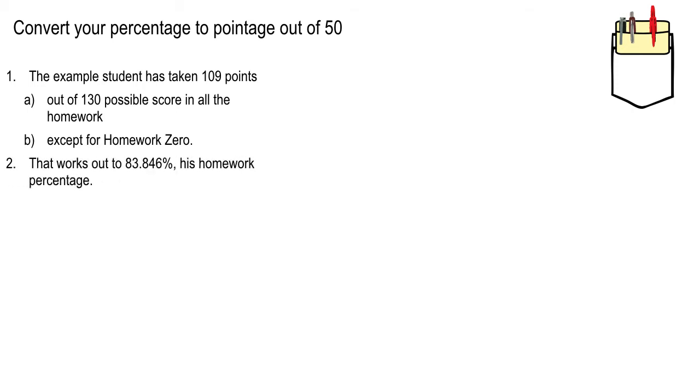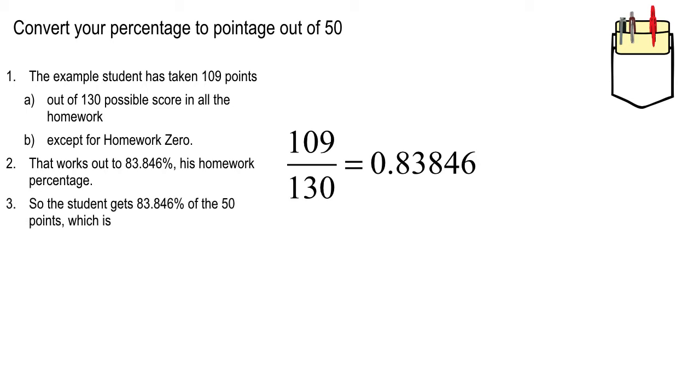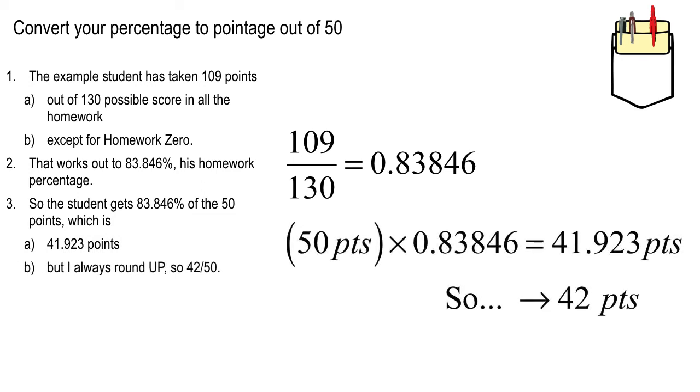And so if you do the calculation, 109 over 130 works out to 83.846%. And so the student gets 83.846% of the 50 points. Okay, so that is 41.923. And I always round it up to the next whole number, so that's 42.